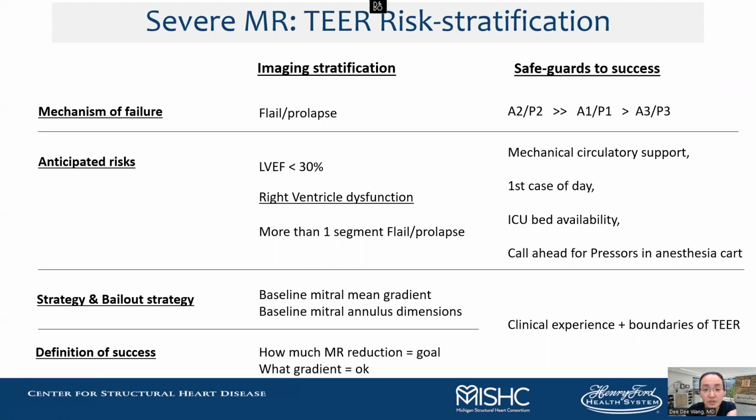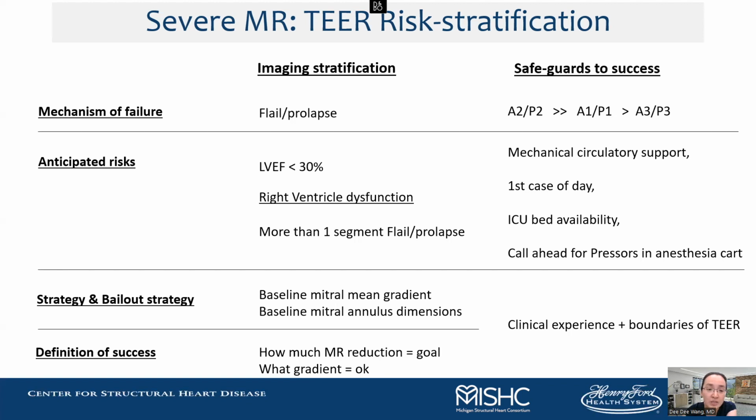So safeguards of success for those high-risk patients, we want to do those as first cases in the morning. We want to make sure we have an ICU bed available, and we have midodrine, milrinone, or any kind of pressure support available in the anesthesia cart, and mechanical circulatory support on standby in case something was to go wrong.